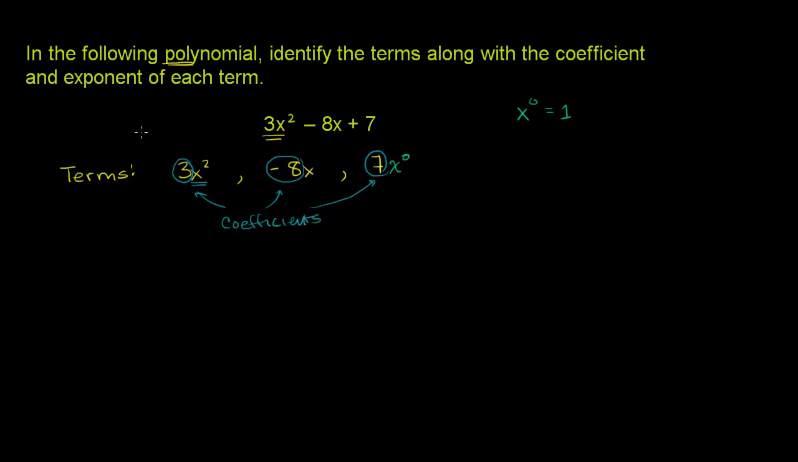Now, the last part, they want us to identify the exponent of each term. So the exponent of this first term is 2. It's being raised to the second power. The exponent of the second term, remember, negative 8x. X is the same thing as x to the first power. So the exponent here is 1. And then on this last term, we already said this 7 is the same thing as 7x to the 0. So the exponent here on the constant term 7 is 0. So these are these things right over here. Those are our exponents. And we are done.